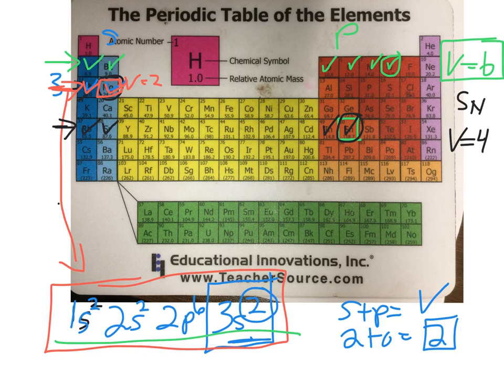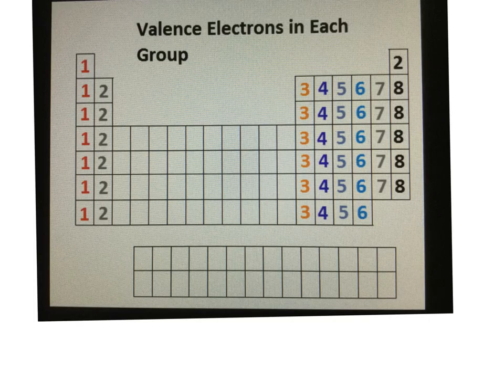Now, because of your group trends and because you have similar reactions, the periodicity is the same every time you're in the same group. Every group is going to have the same number of valence electrons. So let me show that to you. Here's the periodic table with your groups. Group 1, they all have 1 valence electron because they have that S1. Group 2 has 2 valence electrons because they're at S2.